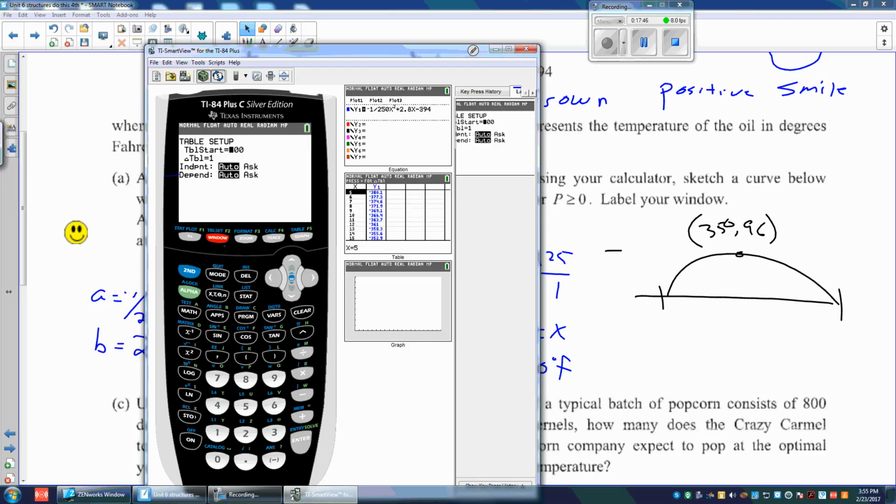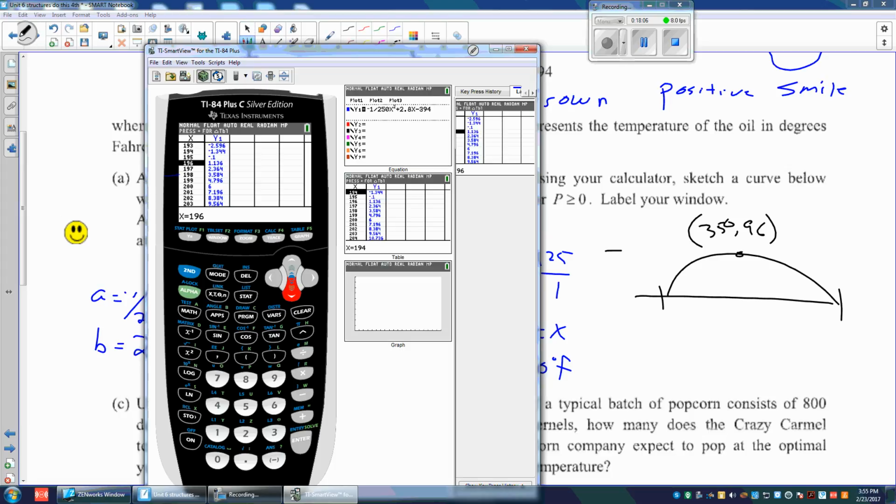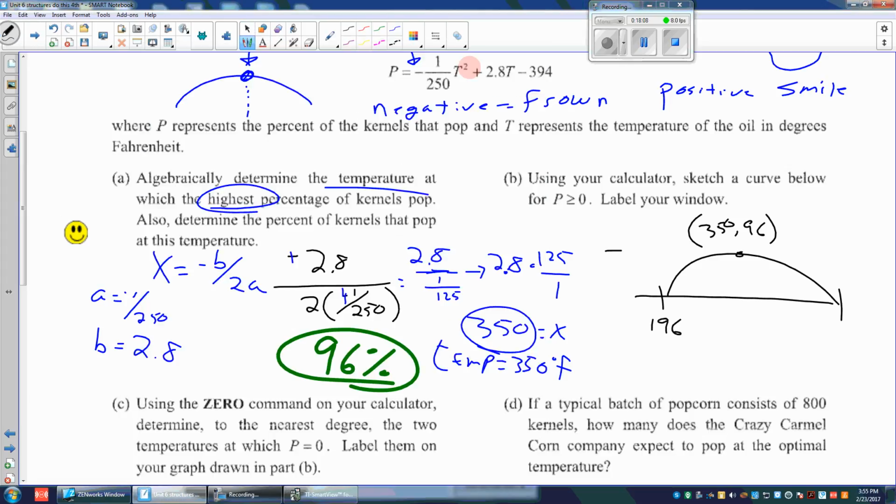So let's go to second table set. What about 200 degrees? Take a look at it. Very close. So we can just start up arrowing until, there we go. There it is, 196 degrees. So the beginning is 196. The middle is 350. The difference between 196 and 350 is 154 degrees.